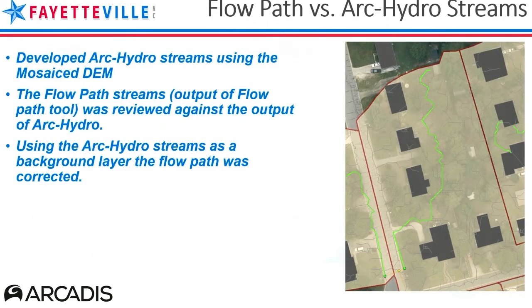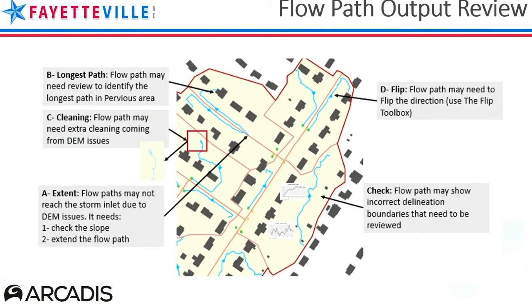The output from the flow path tool requires manual review. The team also developed flow paths using Arcadis. These flow paths were compared to help identify paths that needed to be corrected. The flow paths were then manually reviewed.